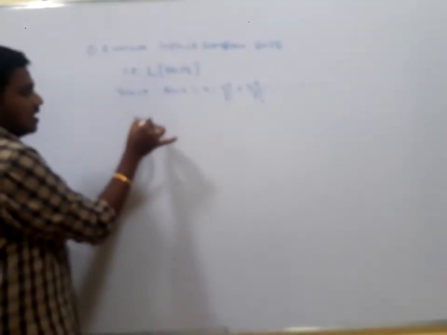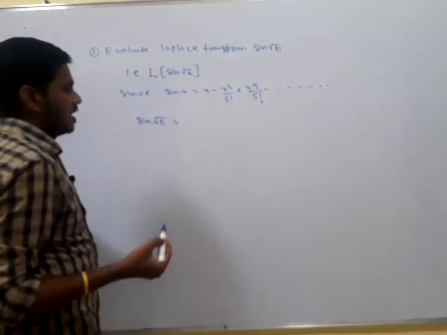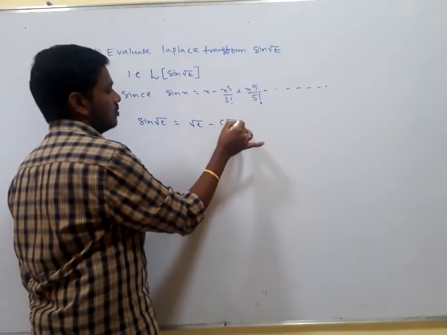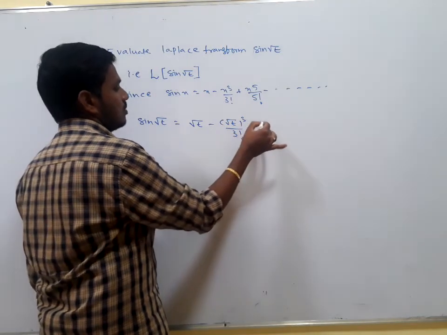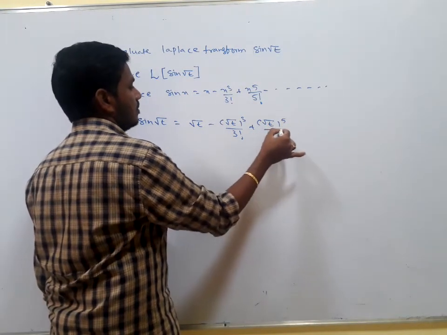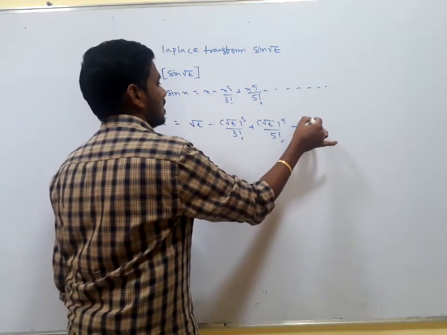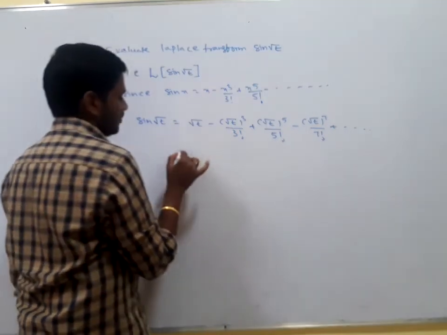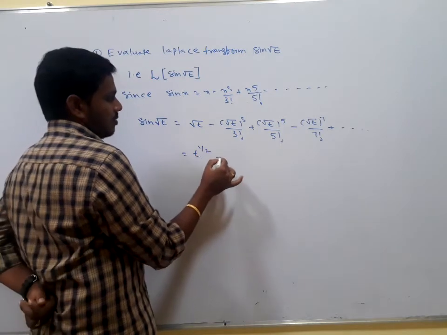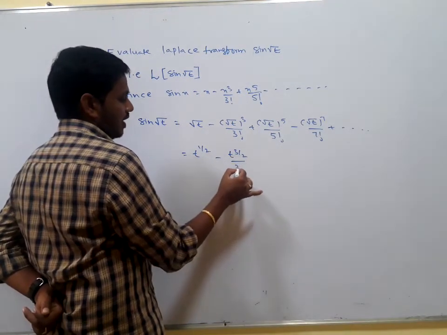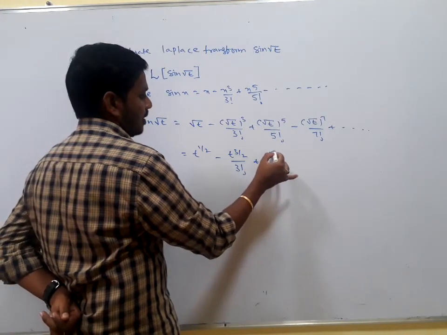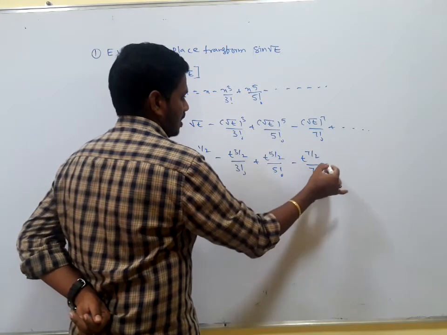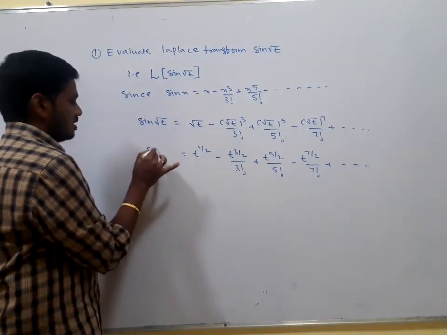Now I am trying to write the expansion of sine root t. Yes, sine root t is equal to root t minus root t whole cube by 3 factorial plus root t whole to the power of 5 divided by 5 factorial minus root t whole to the power of 7 divided by 7 factorial plus and so on, alternately positive and negative. This can be written as t to the power of 1 by 2 minus t to the power of 3 by 2 divided by 3 factorial plus t to the power of 5 by 2 divided by 5 factorial minus t to the power of 7 by 2 divided by 7 factorial plus and so on. This is the expansion of sine root t.